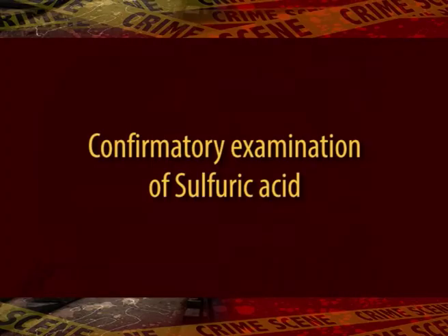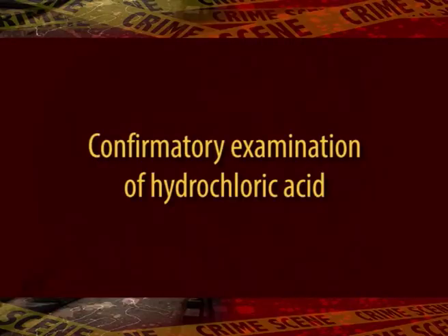Confirmatory examination of sulfuric acid. Sulfuric acid and soluble sulfates in biological materials are estimated by gravimetric method. Another method is the titration method, which is used to quantitatively determine sulfuric acid in biological matrices. Confirmatory examination of hydrochloric acid. Quantitative determination of hydrochloric acid and chlorides by weighing method. pH determination using pH meter.